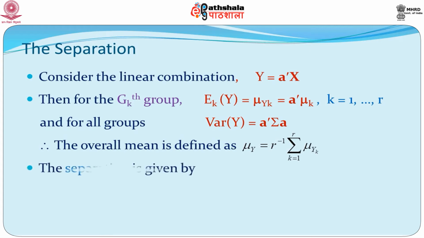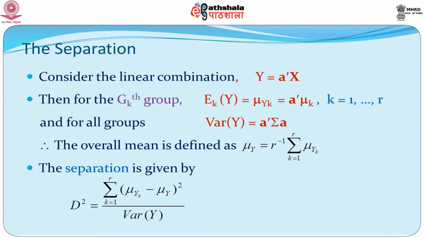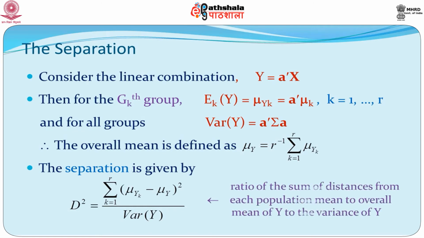The separation now is given by D square, which is the sum over k of (mu yk minus mu y) squared, divided by the variance of y. Now, why do you get this? What is this? First of all, look at the numerator. The numerator is the sum of distances of each population mean from the overall mean of y. So mu yk is the mean of the kth group of y's, and its separation from the grand mean mu y is the difference that we get, and we take the square of this and then sum it over all the groups.